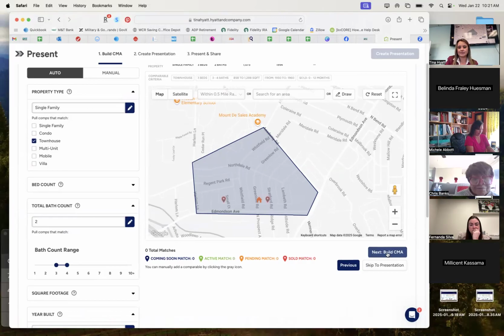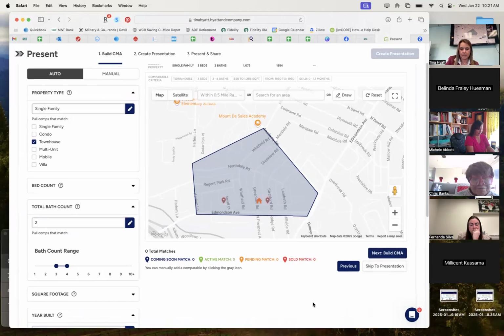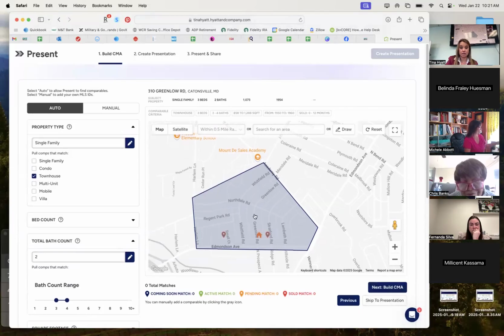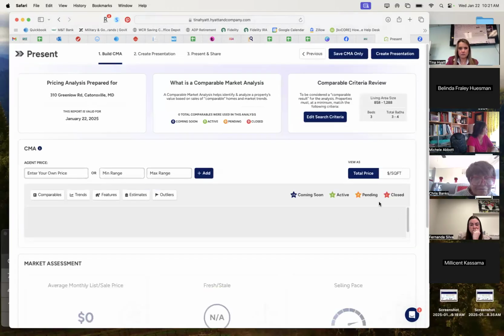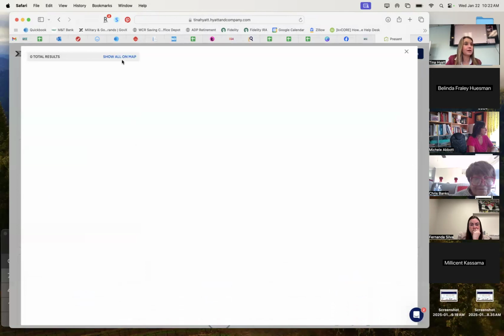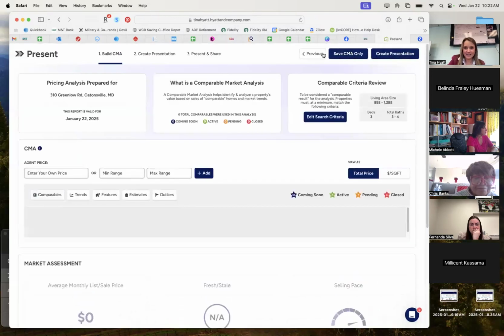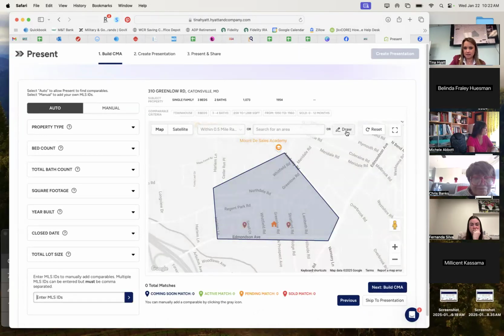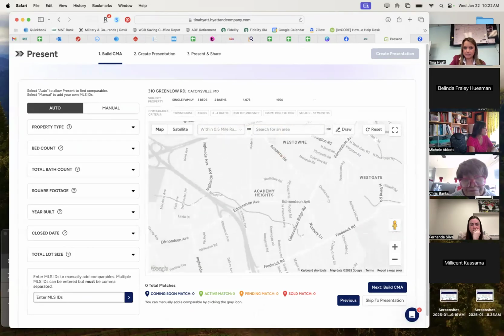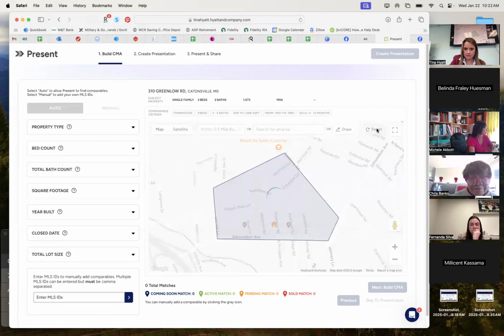So now I'm going to click next, build my CMA. So here's what I have. I have some comps in my area. So I'm going to hit next, build my CMA. Here we go. Okay. Well, it didn't pull in my comps. Okay, good. So I'm going to go back. I'm going to hit previous and I'm going to go in here. I'm going to change this. I'm going to reset this. Reset.